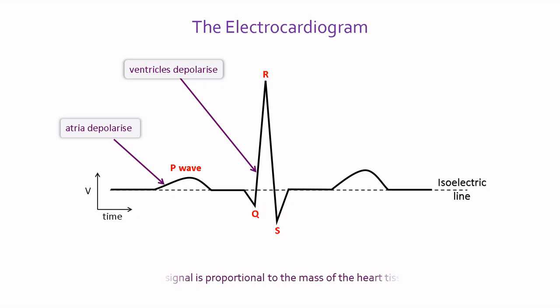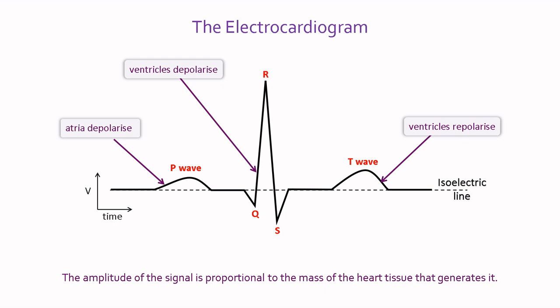Note that there is no signal from the sinoatrial node before the P wave. That is because the sinoatrial node is very small, with only a few cells producing action potentials. The resulting currents are just too small to be detected at the surface of the body. The QRS complex is followed after a delay by the T wave, which represents repolarization of the ventricles.